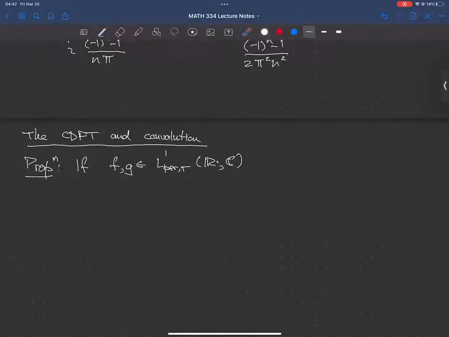The point is that we can then calculate the CDFT of the periodic convolution, which I'll write like that. I know that this is in L1 per by our discussion about convolution, so I can take its CDFT. And then the question is, what is the relationship between the transform of that convolution and the two CDFTs? And the answer is you get a product.